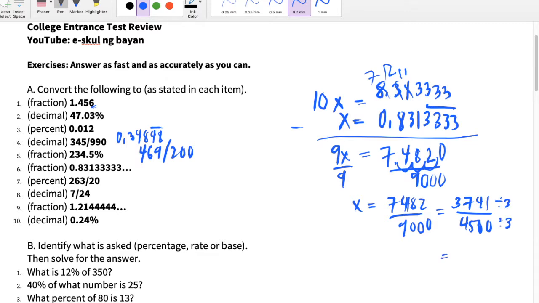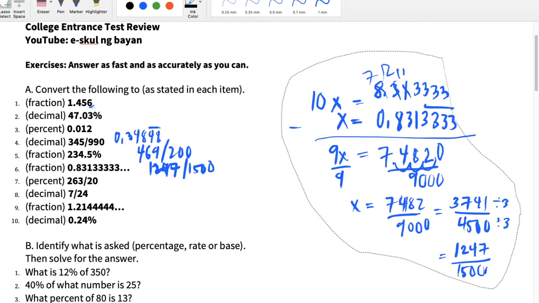Okay, so this would become 1,247 over 1,500. Okay? So, ang final answer natin for number 6 would be 1,247 over 1,500. Okay. How about number 7? Convert 2%.